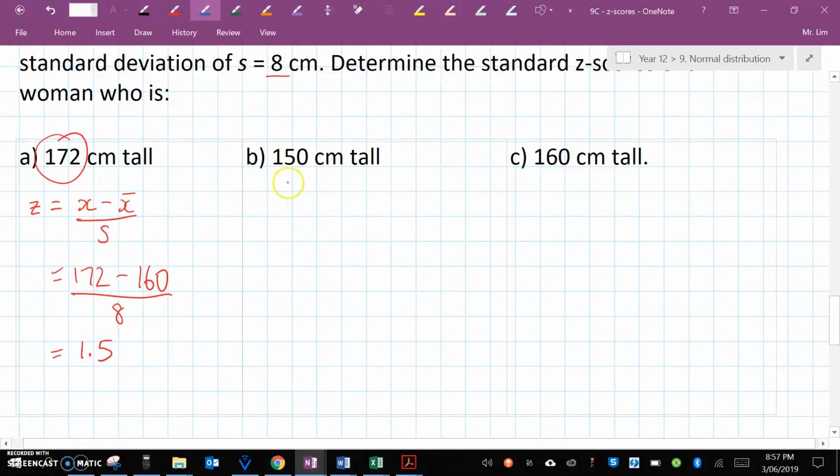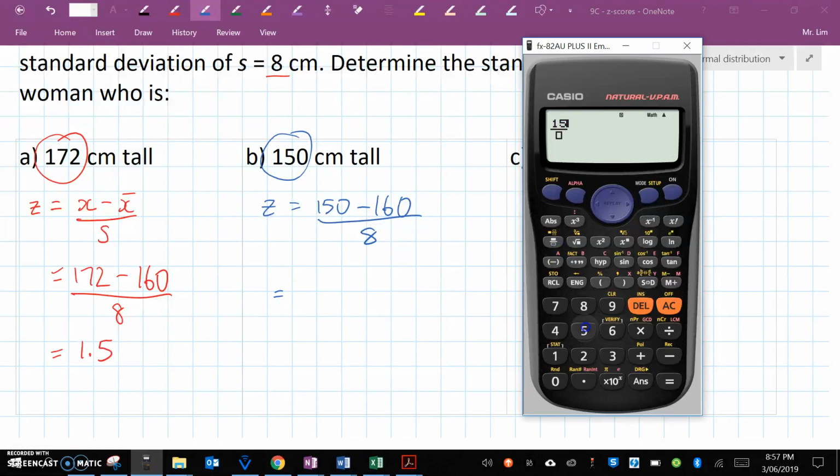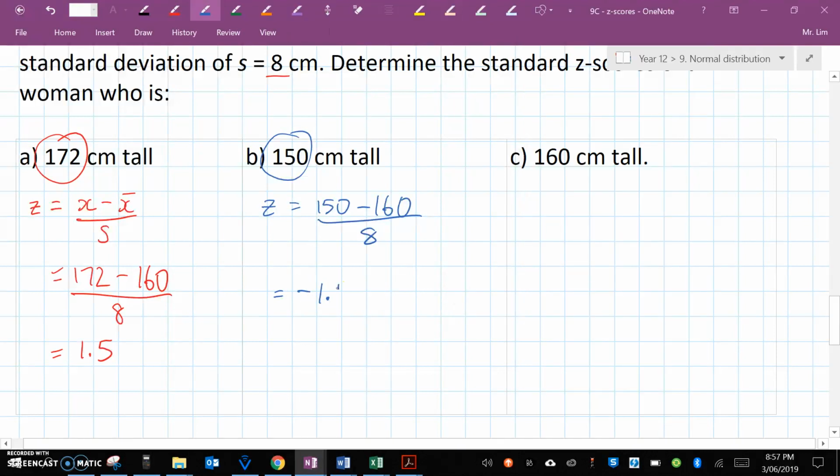Question B. This time, the score is 150. So the z-score is going to be 150 minus the mean 160 all over the standard deviation of 8. 150 minus 160 over 8, which is negative 1.25. Remember that negative sign means that the score is below the mean. In this case, it's 1.25 standard deviations below the mean.